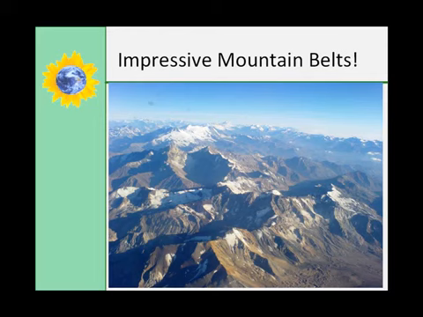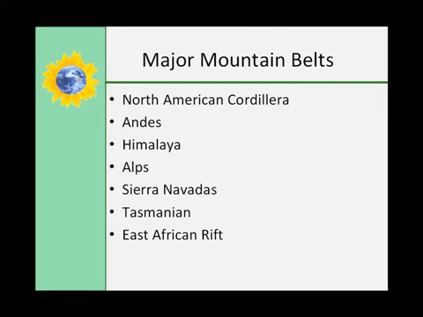Okay, so some of the major mountain belts that we're talking about. The most impressive mountain belts occur where the plates collide with one another, and the Cordilleran Mountains of western North America and the Andes of western South America are the result of oceanic-continental plate collisions. The Himalayas are a result of continent-continent collision, which is the Indian and Asian tectonic plates smashing into each other.